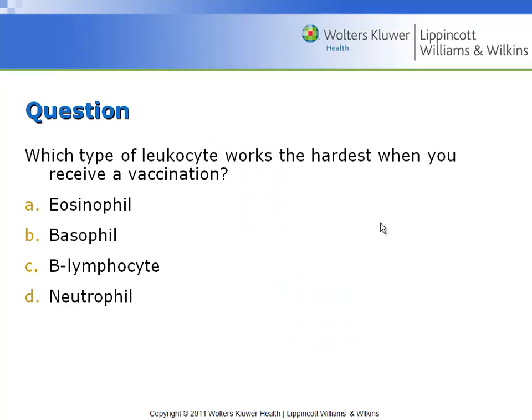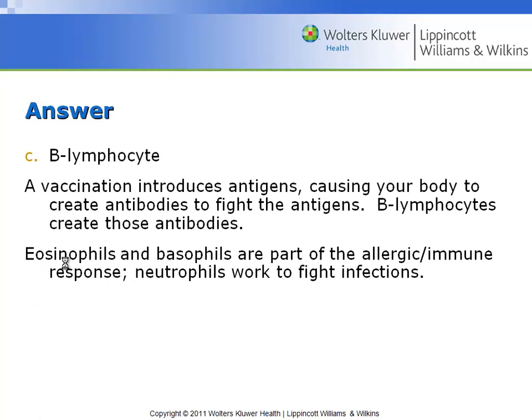Question: which type of leukocyte works the hardest when you receive a vaccination? A vaccination is something where they inject you with something that has antigenic properties. In response to that, you are going to generate antibodies, and the cell that makes antibodies is going to be the B lymphocyte. So just like they're explaining, vaccination introduces antigens. Your body will have a response to that. It'll make antibodies, and B lymphocytes are the cells that make those antibodies.